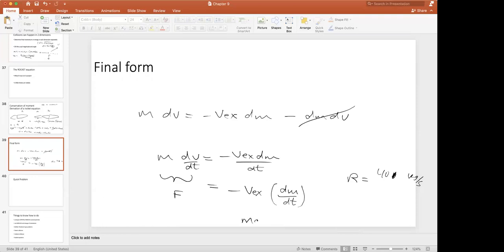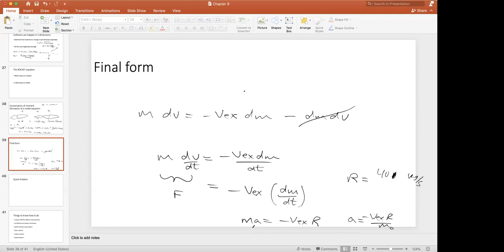So this m a is minus v exhaust times R. That's explained in your book. And a is v exhaust R over m. This m is actually the initial mass of the rocket, not the current mass, it's the initial mass. And that tells you the acceleration.